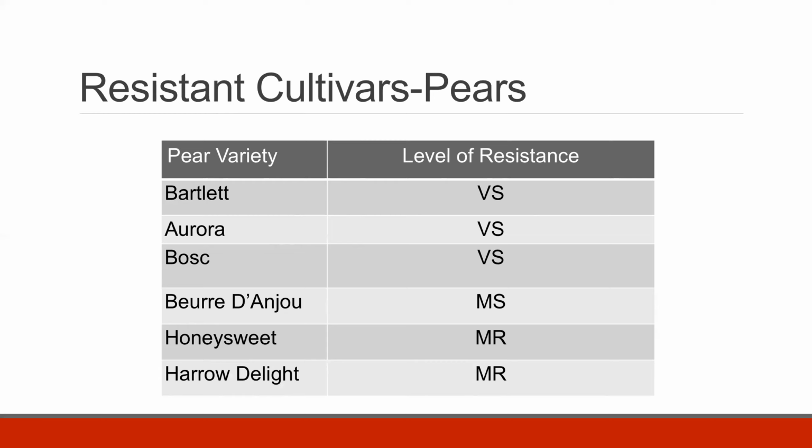In addition, the growers will often isolate their pear plantings from their apple plantings to try and quarantine the pathogen and prevent cross-contamination to their apple plantings.